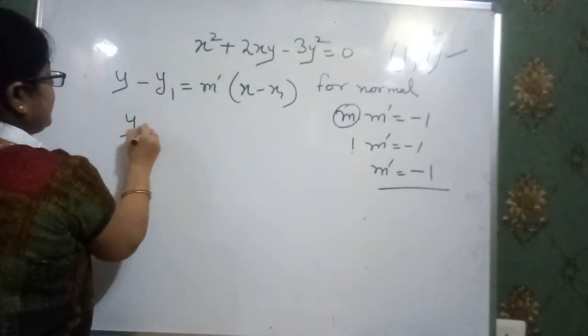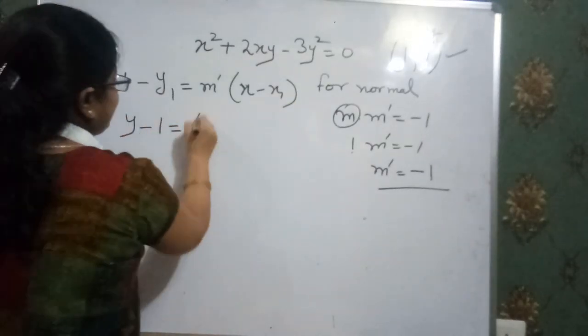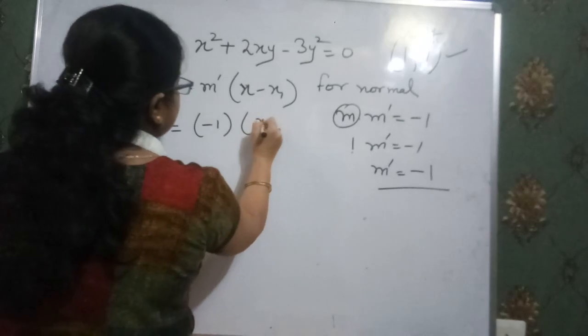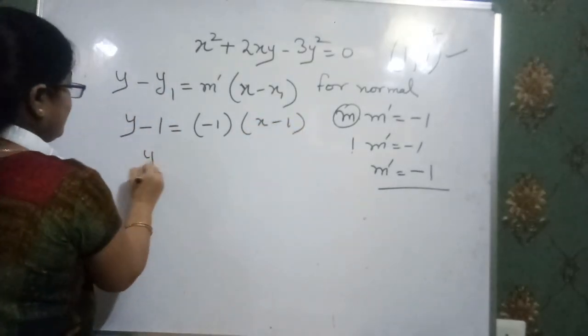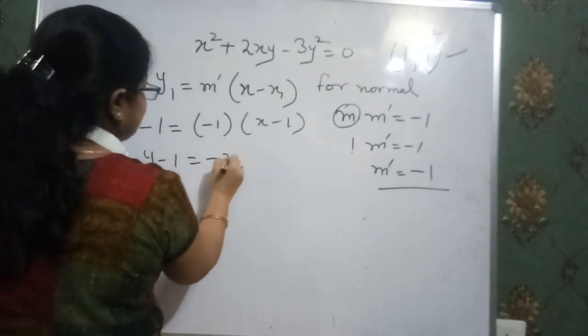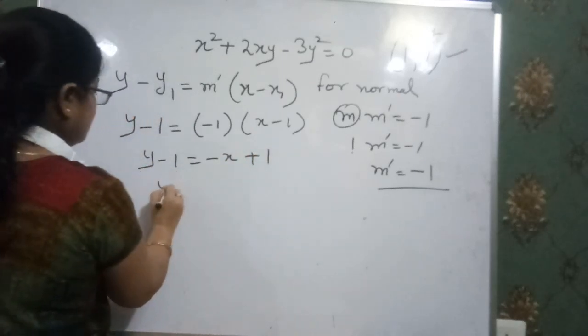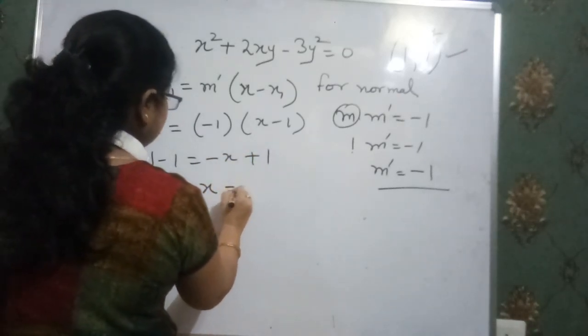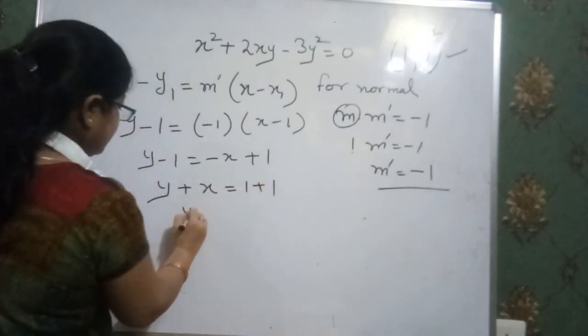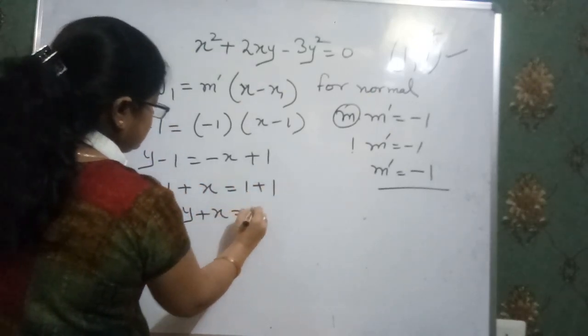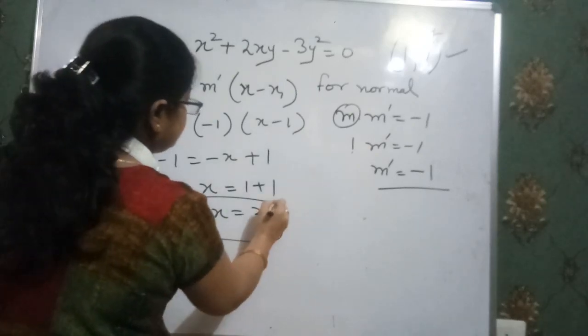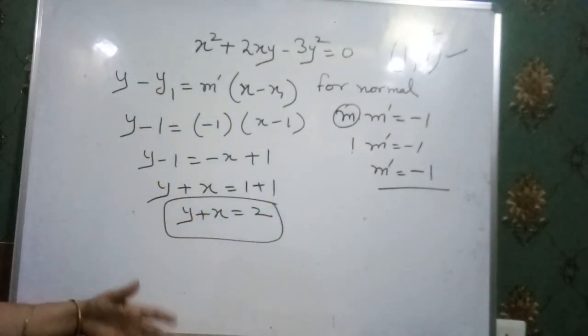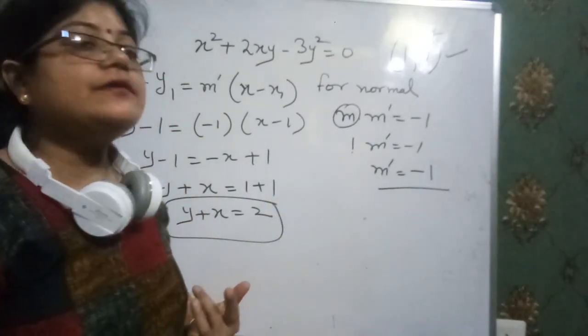Now we just write y minus 1, and here we write minus 1 times x minus 1. Now we have y minus 1 is equal to minus x plus 1. Just bring everything here, so it becomes 1 plus 1, that is x plus y is equal to 2. So this is the equation of normal. In this way we find the equations of tangent and normal.